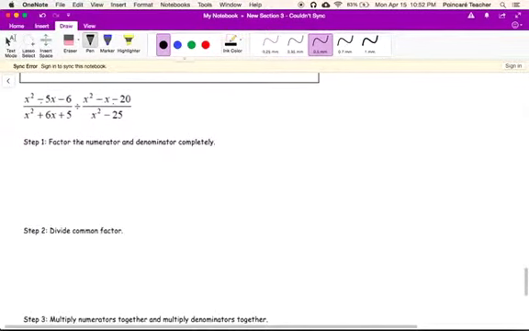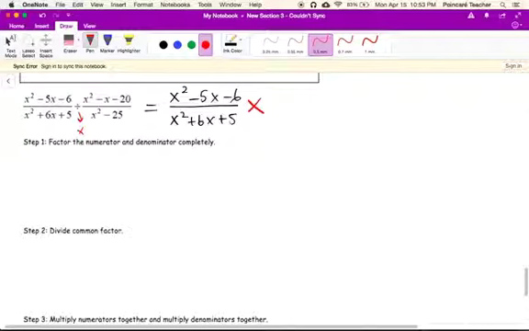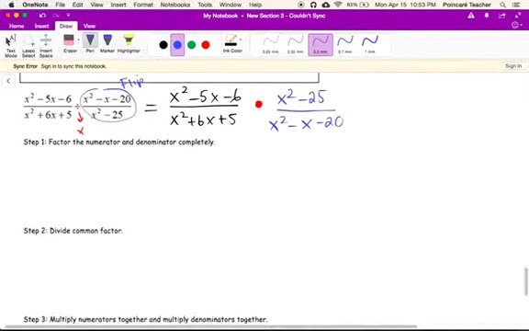So the keep, change, flip would mean I'm going to keep the same first fraction, so that'll just be what you see there. And then I'm going to change this division sign to multiplication, so I'll just use the dot. And then flip the second fraction. So you're going to flip this. That will become x squared minus 25 over x squared minus x minus 20. We can also say that's the reciprocal. Okay, so now we can just go through the steps as usual after the keep, change, flip step.